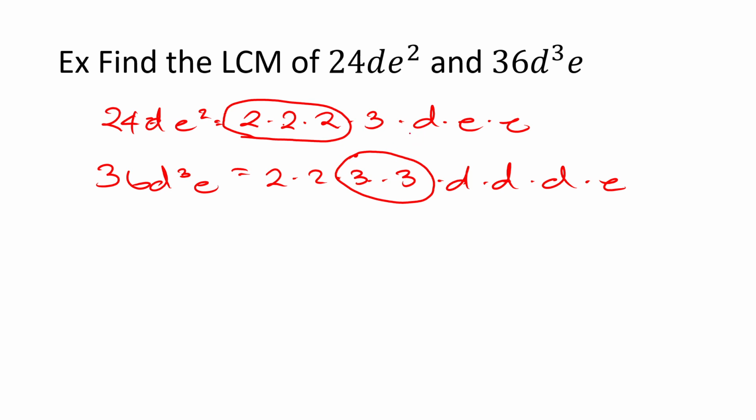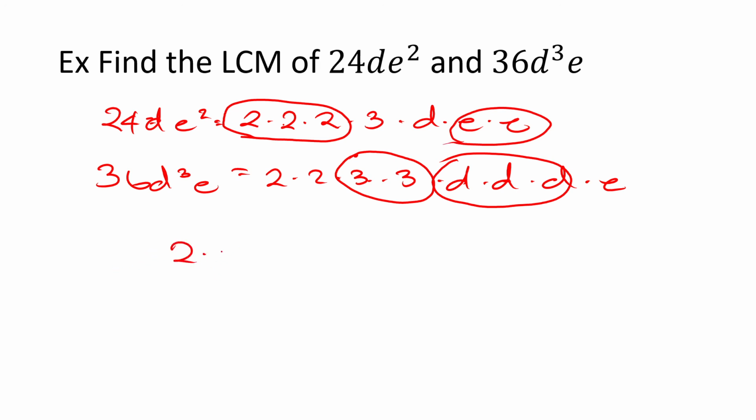Here we have, on the first prime factorization, 1d. On the second one, we have 3d's. So the most times d occurs is 3 times. So circle that. Now we move on to the next letter, e. Here, e occurs 2 times on the first prime factorization and only 1 time on the second one. So the most times it occurs is 2 times. Circle that too. Now put them together.